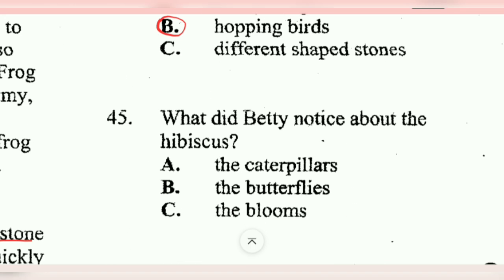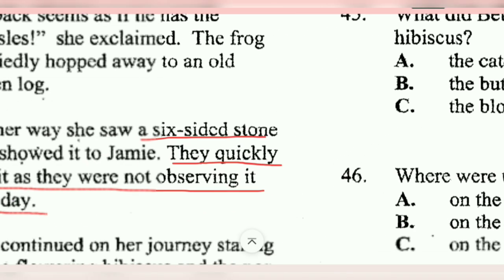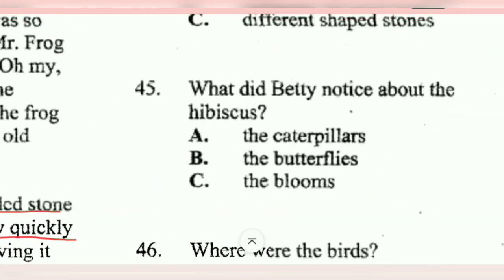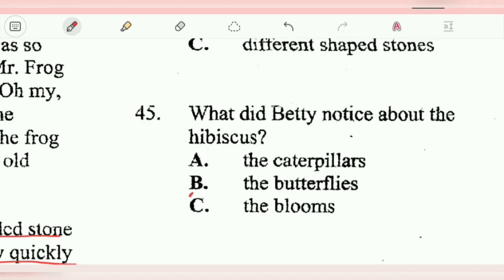What did Betty notice about the hibiscus? Is it the caterpillars, the butterflies, or the blooms of the hibiscus? Go back and find hibiscus and see what it says. So she continued on her journey, staring at the flowering hibiscus. So for the hibiscus, she was looking at the blooms. If it's flowering, it's blooming.